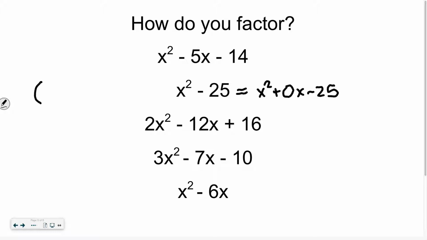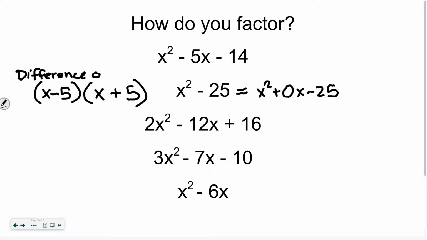So, does anybody know what that's called? That factoring? It has a special name. Difference of perfect squares. So that works if you have x squared minus 1, x squared minus 4, x squared minus 9, x squared minus 16, x squared minus 25, x squared minus 36, right? All those numbers that I'm putting on the board are perfect squares.